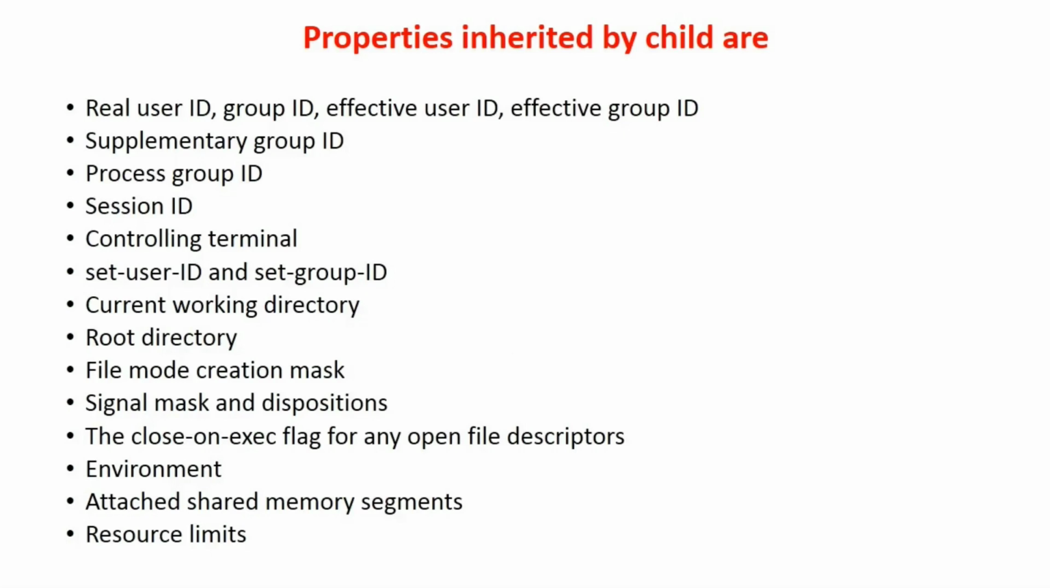Properties inherited by a child. Once a child is created, what are the properties inherited from the parent? Here these are the different properties inherited: real user ID, real group ID, effective user ID and effective group ID, process group ID, session ID, root directory, file mode creation mask, environment variables, resource limits, and all the shared memory segments. So these are the properties inherited by the child from the parent.